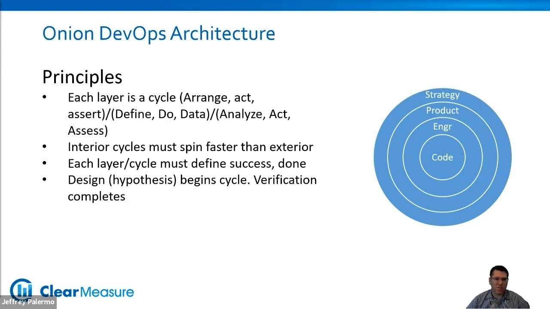So the interior cycles must spin faster than the exterior. Here's a sampling of cycles, but if you have a few more, that's perfectly fine. Each layer must define success and what it means to be done and that it worked. Okay, it must do some level of design so that it can pass off that design to the next interior layer. And then once the product gets back to it, it needs to have some type of verification or validation that it was done and that it actually works, because everything is a hypothesis.